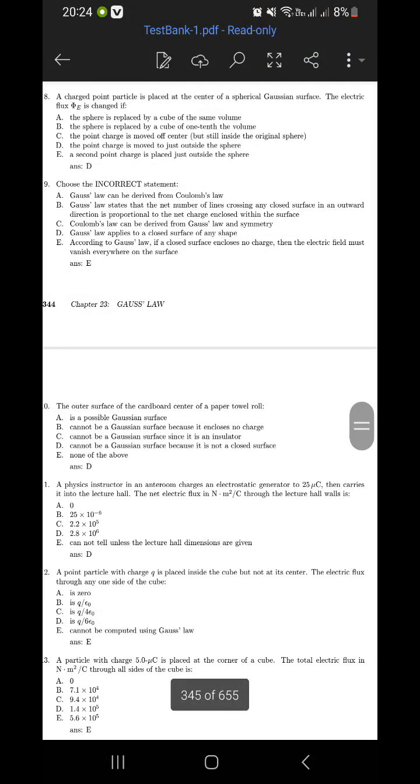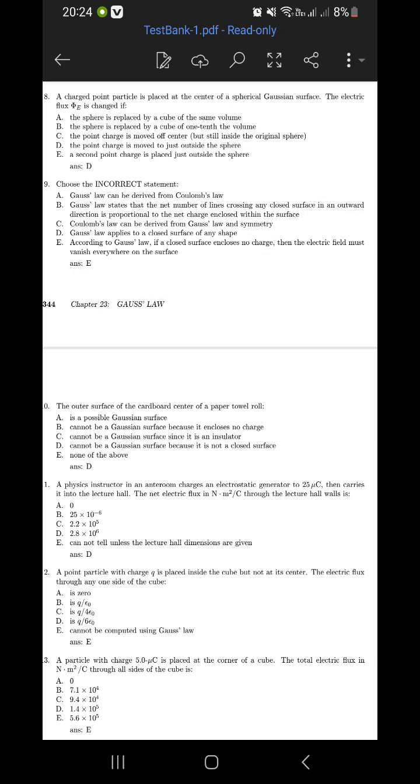A point charge is placed at the center of a spherical Gaussian surface. The electric flux, phi E, is changed if the point charge is moved to just outside the sphere.